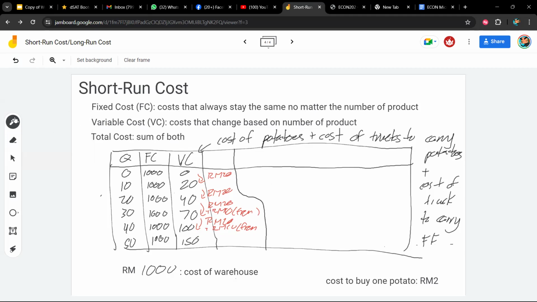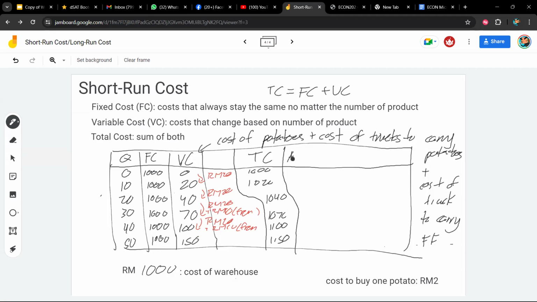Okay, so now total cost is just the sum of FC and BC. So TC equals FC plus BC. Your total cost is the sum of both. This one I think is quite self-explanatory, I don't need to go into it too much. You just notice 1000 plus 0 is 1000, 1000 plus 20 is 1020, 1040, 1070, 1100, and then 1150.